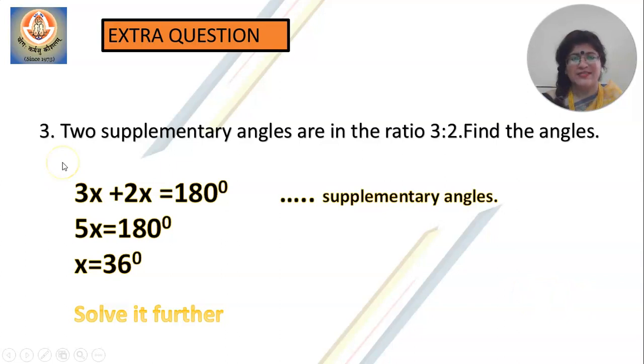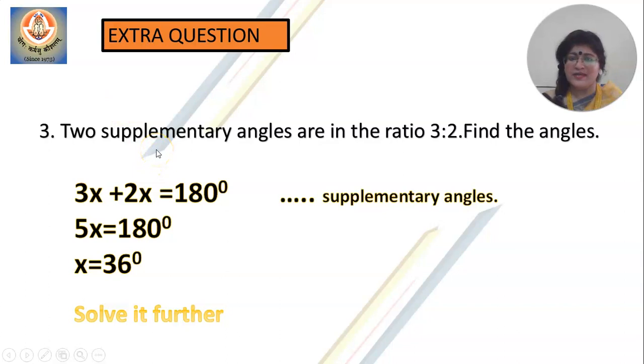This is the third question. Two supplementary angles are in the ratio 3:2. Find the angles. We just did a similar type of problem. Only thing, in that slide it was complementary angles. Here it is supplementary angles.